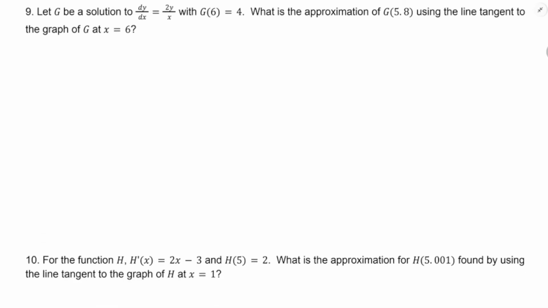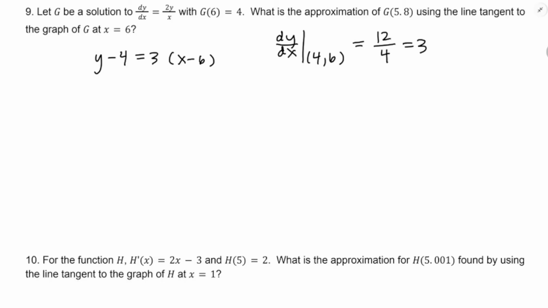Okay. What is the approximation of g of 5.8 using the line tangent to the graph of g at x equals 6? All right, well, g of 6 equals 4, so y minus 4 is equal to the slope times x minus 6. Go off to the side and compute the slope. And have 2y over x. And then g of 5.8 is going to be approximately equal to 4 plus 3 times negative 0.2. 4 minus 0.6 would be 3.4.